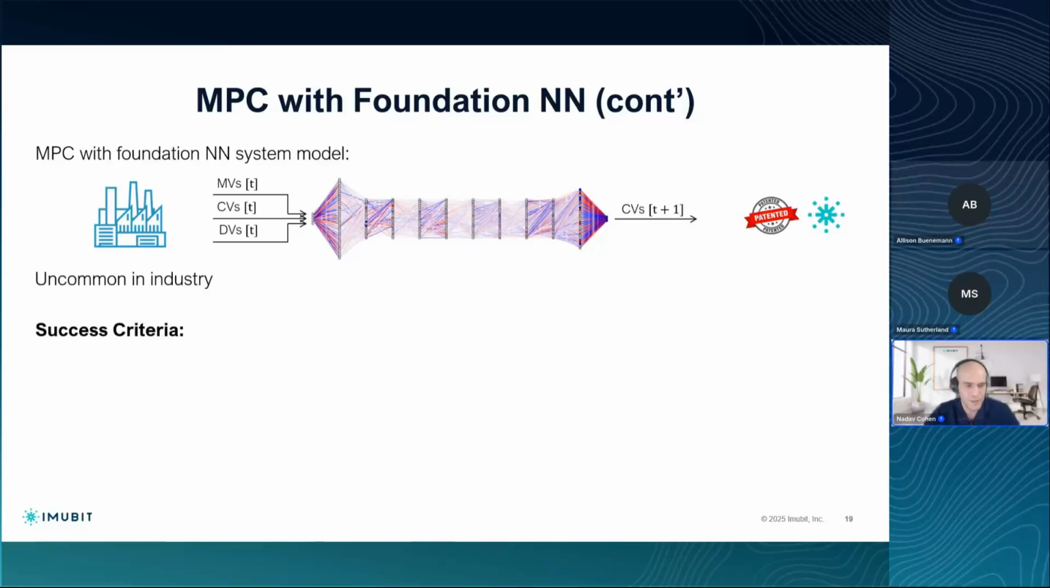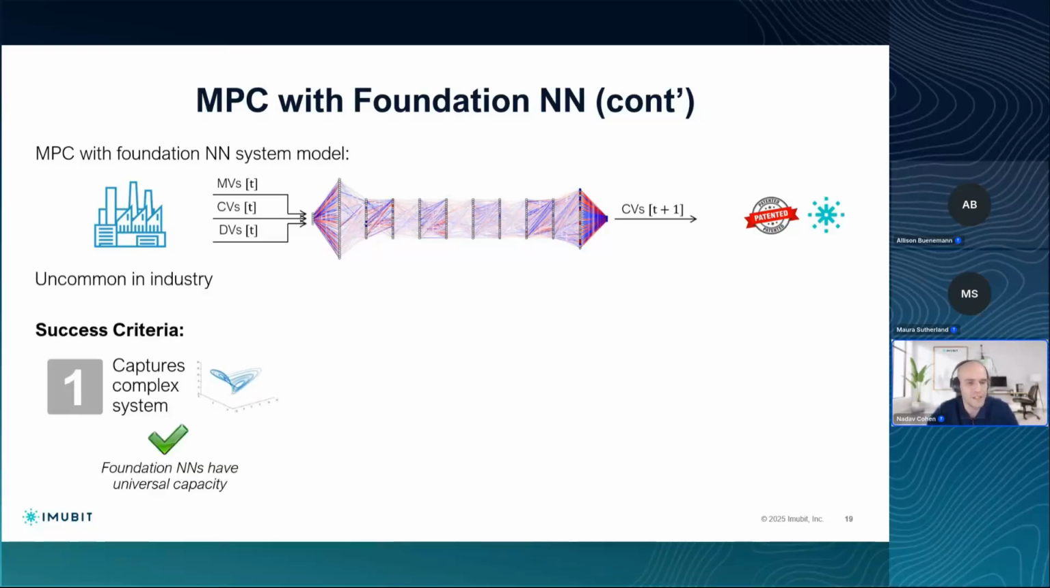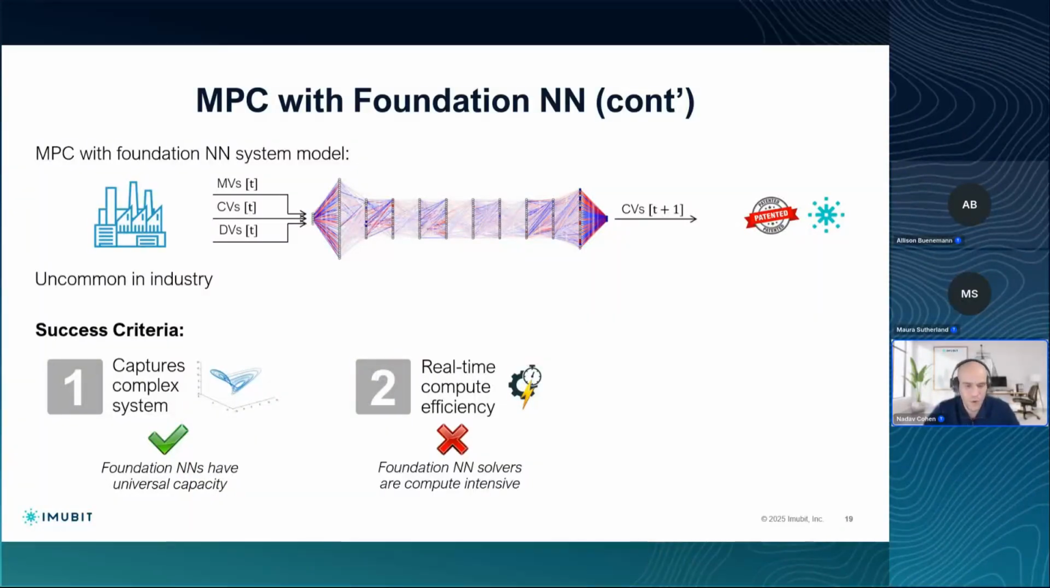So we have 3 success criteria. Let's go through them one by one. The ability to capture a complex system is definitely there, because foundation neural networks have universal capacity, so they can represent essentially any system if they are large enough and wide enough. In terms of real-time compute efficiency, here it is a problem, because running a solver over a foundation neural network is typically very computationally intensive. It's not something that you can do every few minutes, let alone every few seconds. So this is a significant problem.